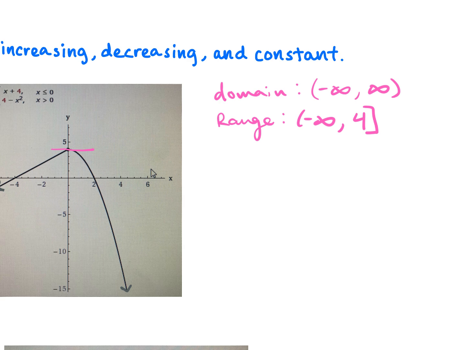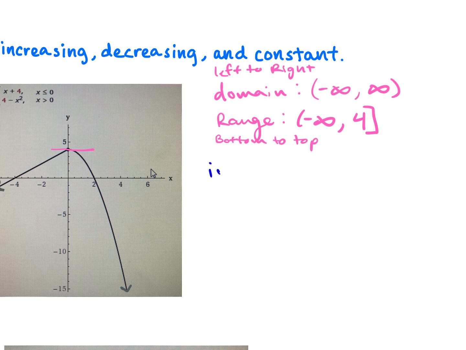So for domain, you want to start from left to right. For range, you start from bottom to top. Because it's always smallest to largest.